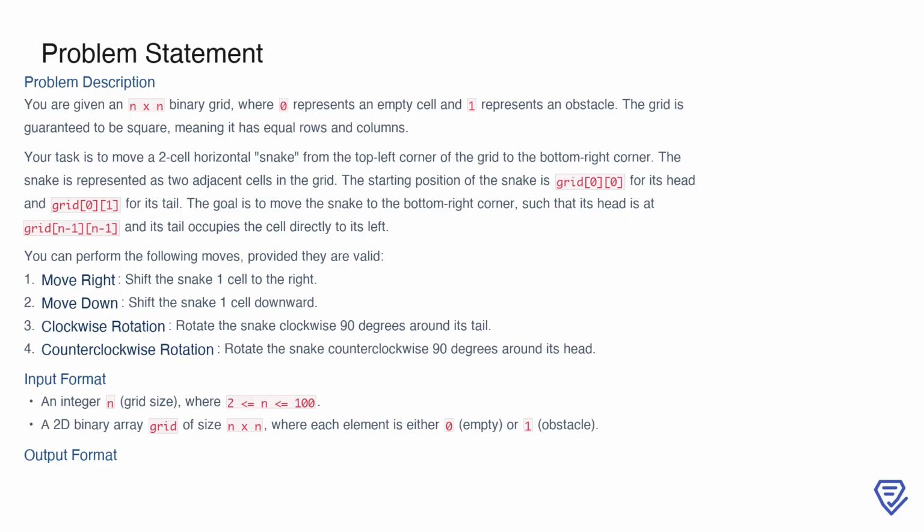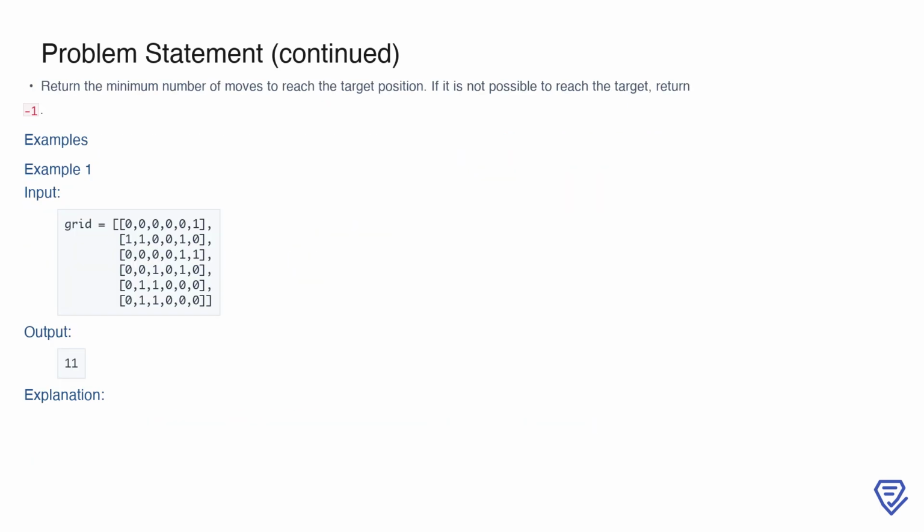To achieve this, you have 4 possible moves. You can shift the snake one cell to the right, one cell downward, rotate it clockwise around its tail, or rotate it counterclockwise around its head. Each of these moves has to be valid, meaning the snake must remain within the grid and avoid overlapping with any obstacles. The goal is to determine the minimum number of moves required to reach the target position. If it is not possible to reach the target due to obstacles or other constraints, the function should return -1.